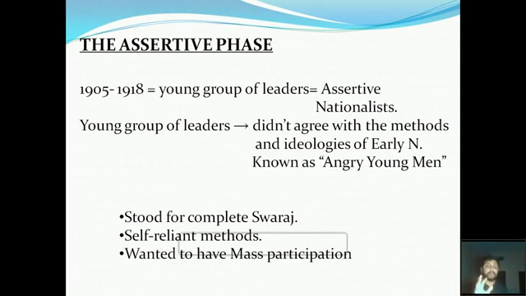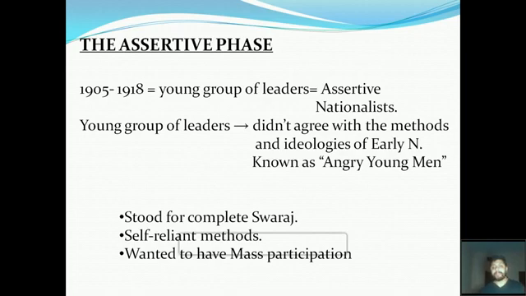So the Surat split took place just because of the two different ideologies and two different methods of these assertive nationalist and early nationalist leaders. Then let's come to the other point. They stood for complete Swaraj.